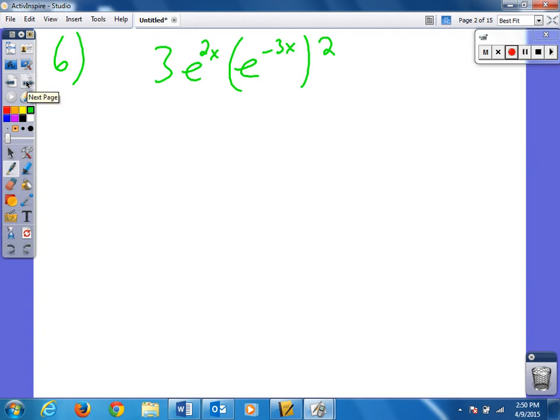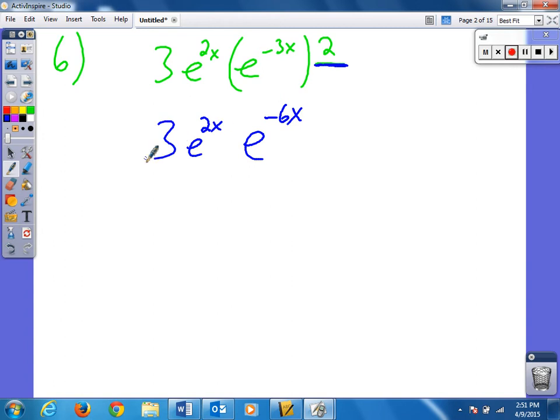For number 6, we're going to be adding exponents again because we're multiplying powers of e. But first we need to take care of this squared. So let's take care of that thing first. So we have e to the negative 3x raised to the second. So using our exponent rules, we're going to multiply those exponents together. We get e to the negative 6x.